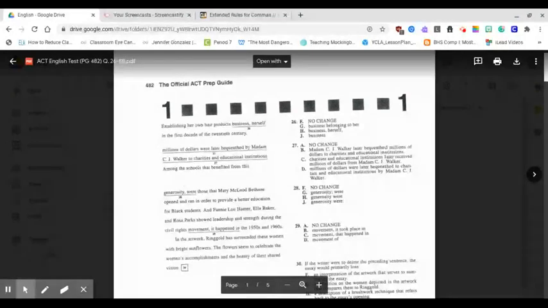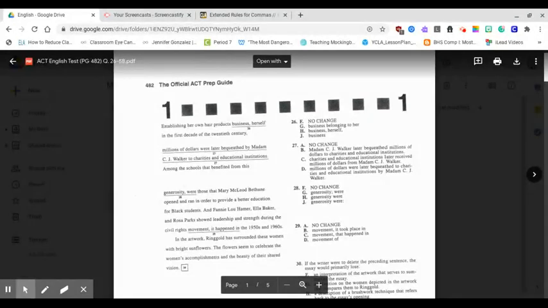That first part of this sentence, establishing her own hair products business in the first decade of the 20th century, that is an introductory clause. So you can't have an additional comma that would create an additional clause before the rest of the independent clause that follows. Let's look at answer choice G.